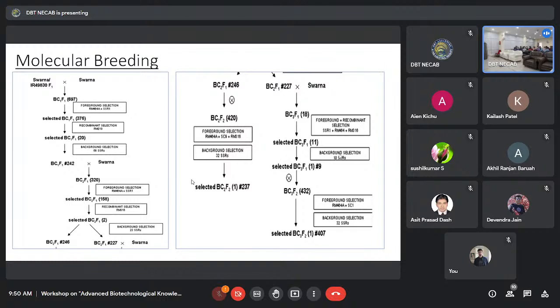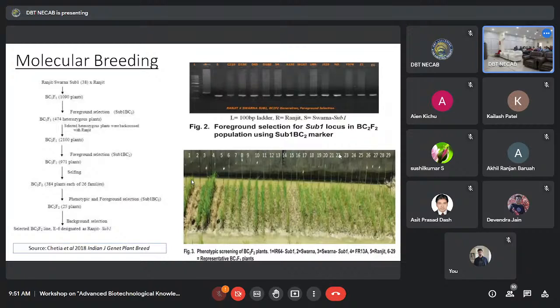I think yesterday Titabar might have explained how Titabar and we together developed Ranjit Sub1. I think this work was explained and I will not go into any detail. This is the same Ranjit Sub1 development work.